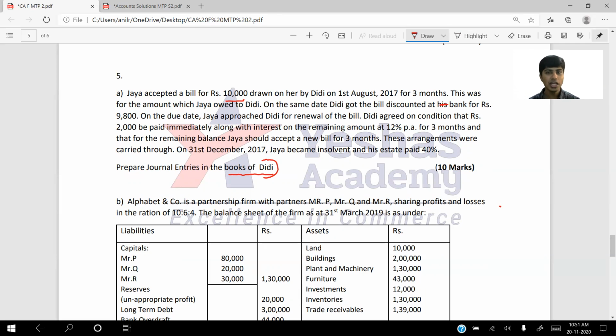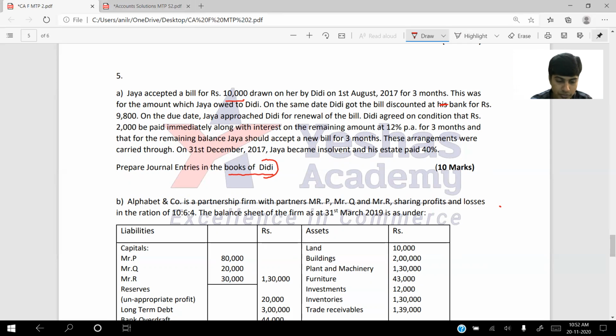I'll repeat. Didi has taken this bill to the bank and then she has given the bill. So bills receivable worth 10,000 is going out. Credit 10,000. Then she receives 9,800 from the bank into her bank account. So 9,800 debit her bank account. 200 rupees is her expense, so that is also supposed to be debited. So the journal entry in the books of Didi here is bank account debit 9,800, discount account debit 200, to which account? To bills receivable account 10,000.